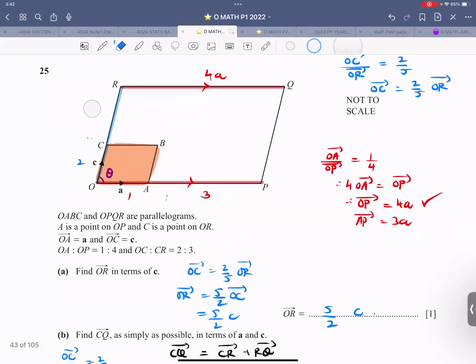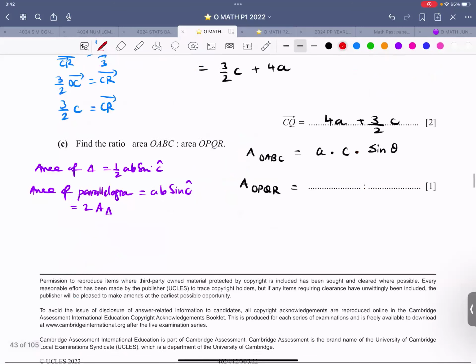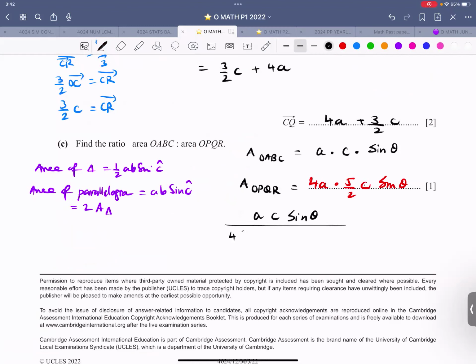So now let me write it. Let me erase this. Now this whole thing is 4A. Now this whole thing is C plus 3/2C, which is 5/2C. So this is 4A into 5/2C into the same thing, sine theta. When I divide, we have AC sine theta over 4 into 5 over 2 into A into C into sine theta.